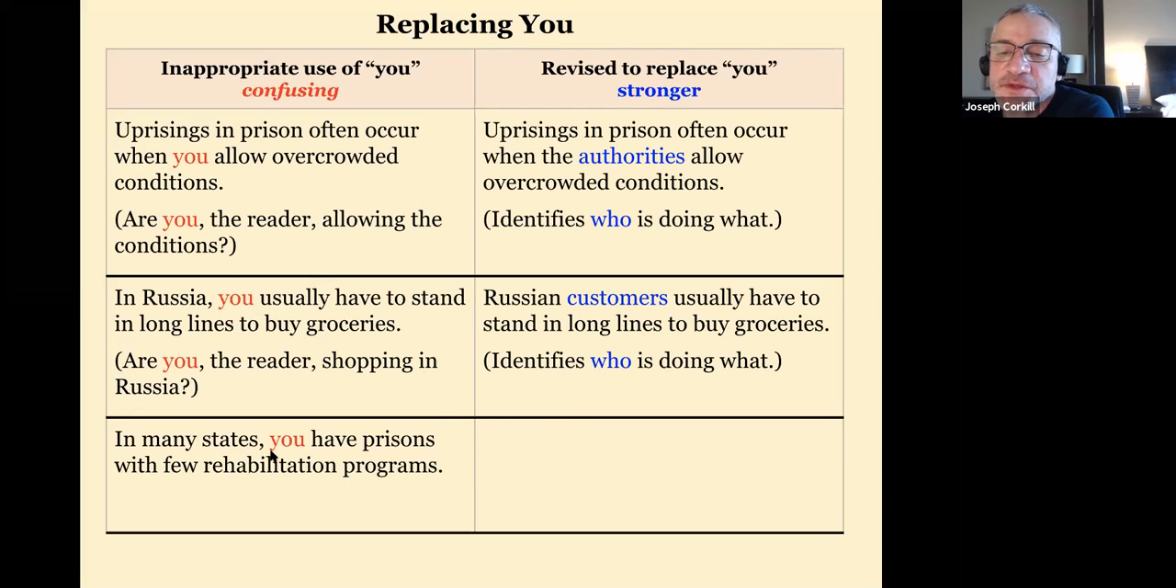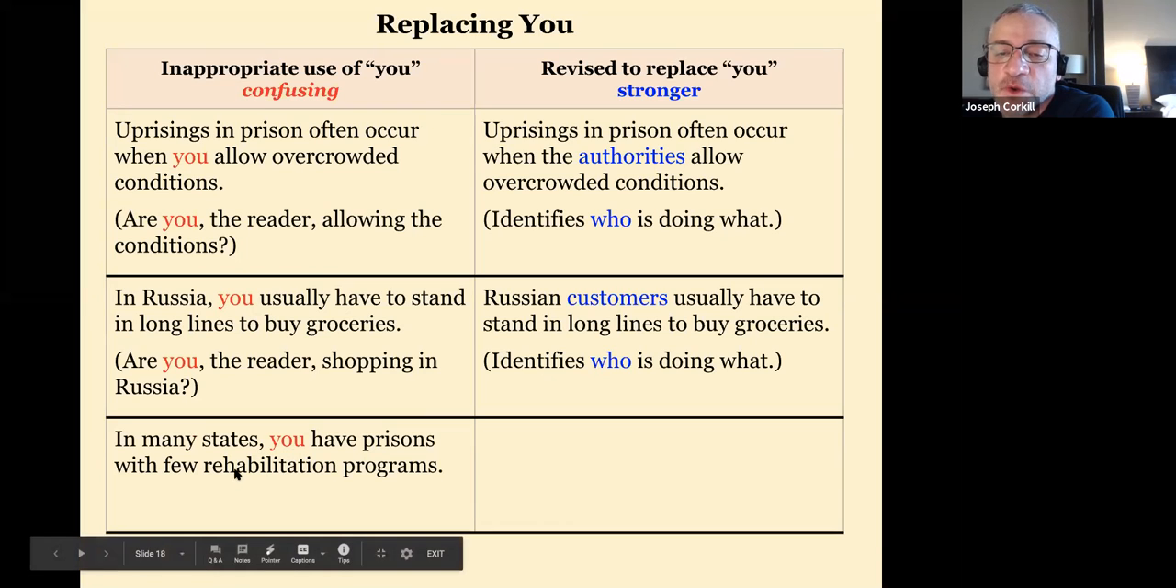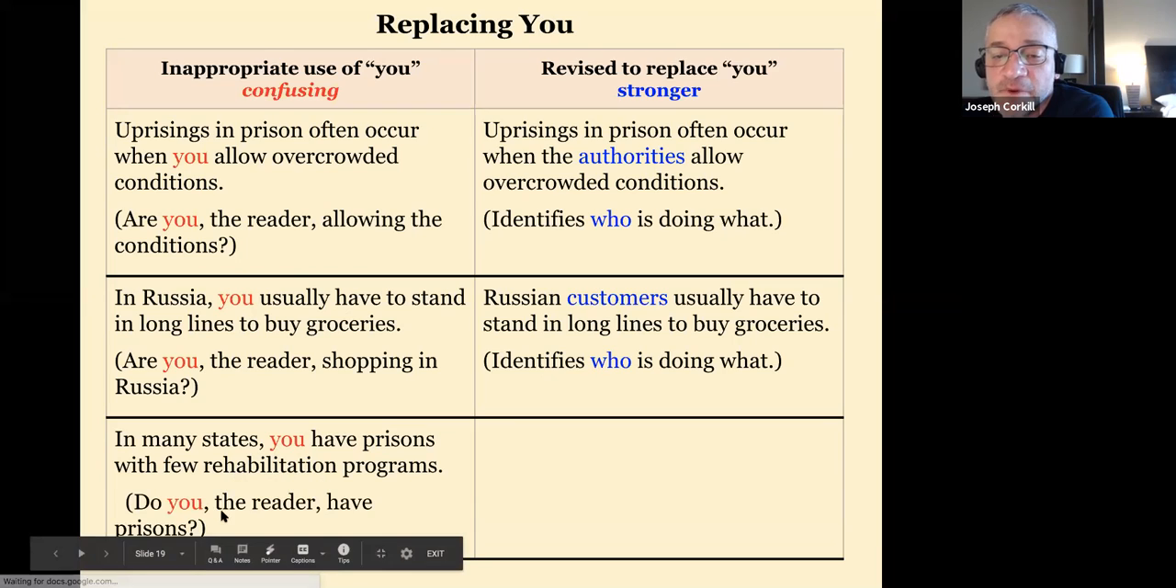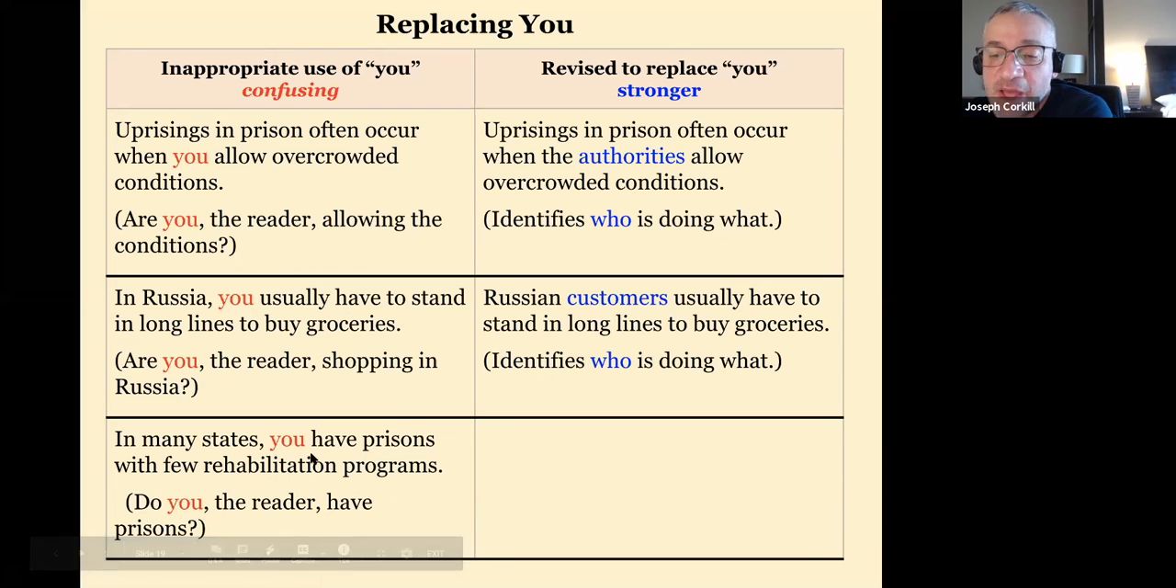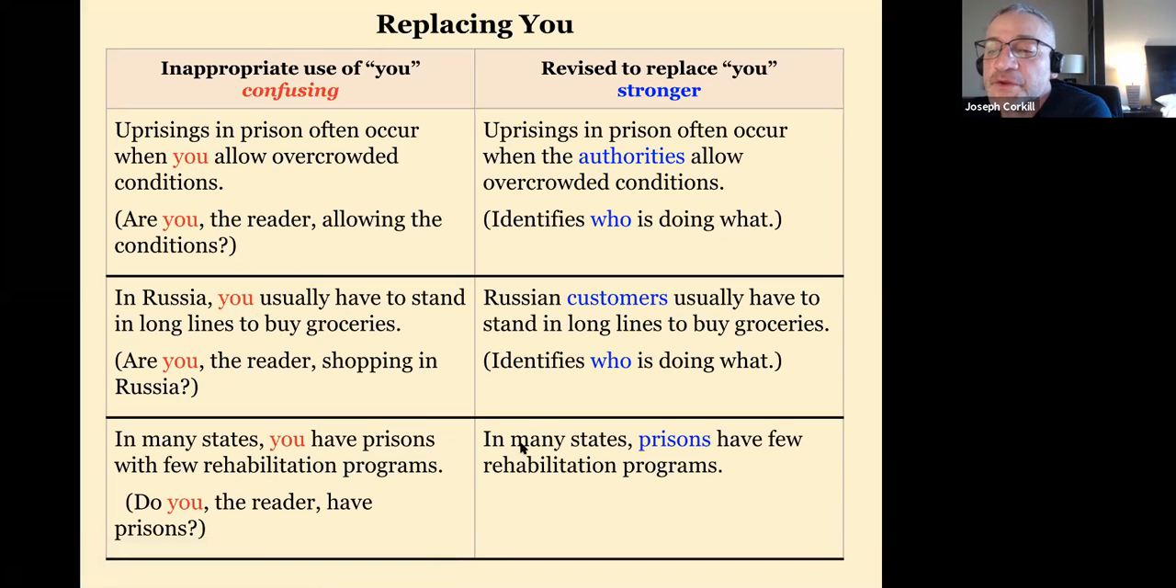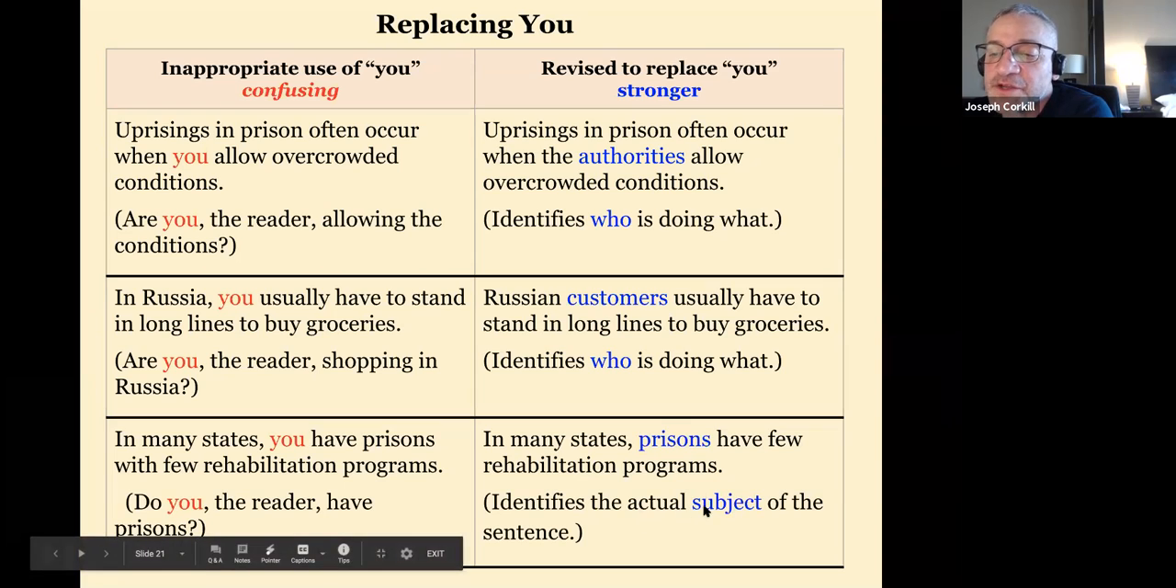In many states, you have prisons with few rehabilitation programs. All right. Me, I didn't make the prisons and I didn't make the programs and I didn't do any of it. Why are you saying me? It's not my problem. Do you, the reader, have prisons? I don't have prisons. All right. That's what happens when you write in second person point of view. You need to switch to the third. In many states, prisons have few rehabilitation programs. Identifies the actual subject of the sentence.